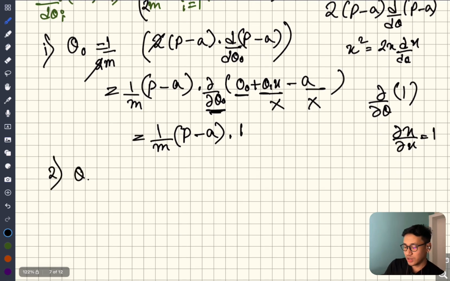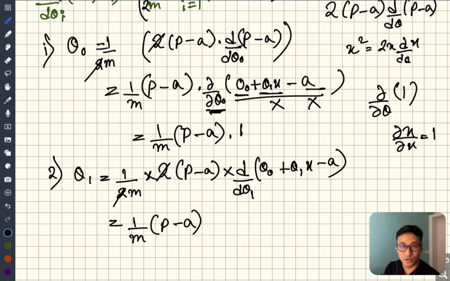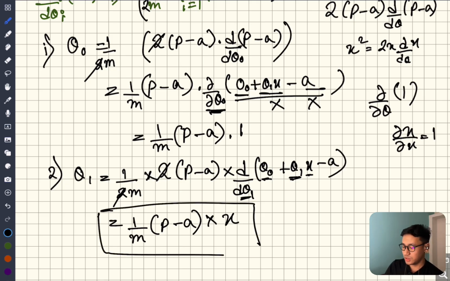With respect to theta 1, what does it become? Let's derive it: 1 by 2m. Again the same thing happens to u, where u is p minus a, into d of d theta 1 of theta naught plus theta 1 x minus a. This time, the 2 cancels, 1 by m, p minus a is prediction minus a. The square will not be there because it comes down. Theta naught is a constant, theta 1 becomes 1. Now x is there, so that x will come here. This is very important: this is with respect to theta 1, and that is with respect to theta naught.